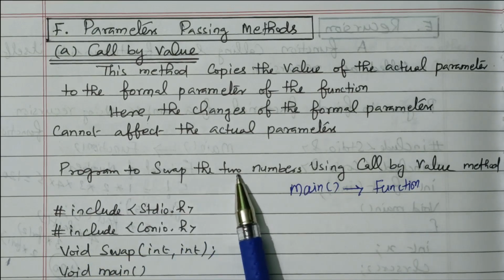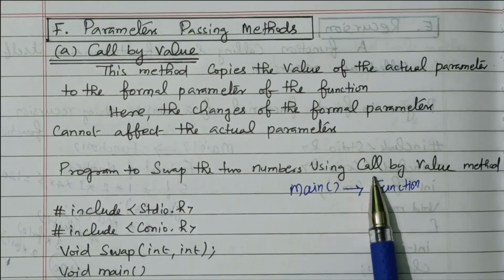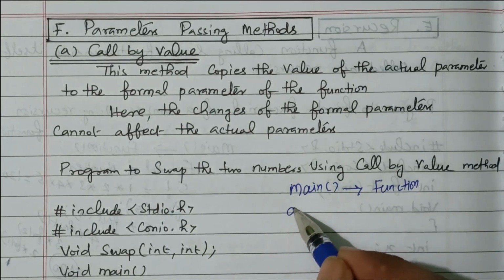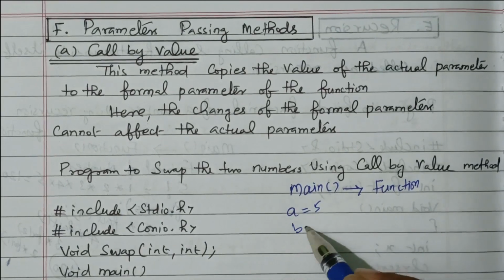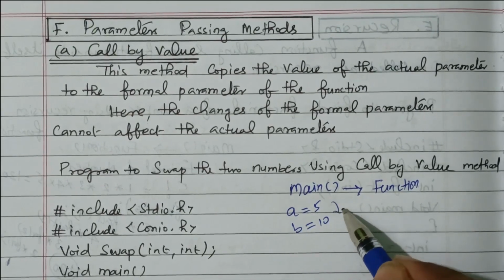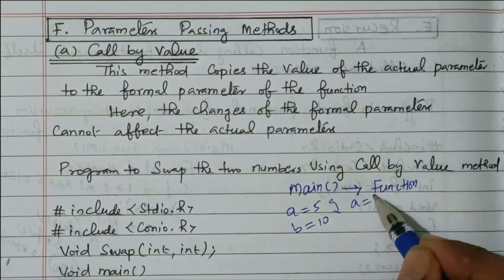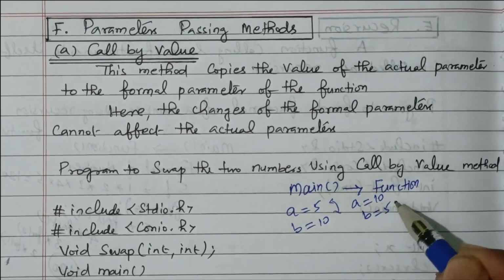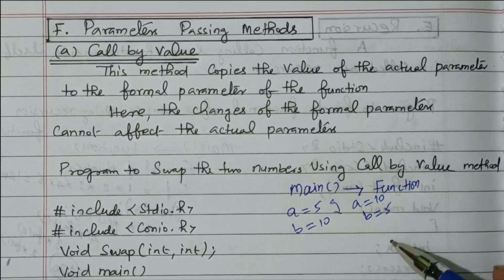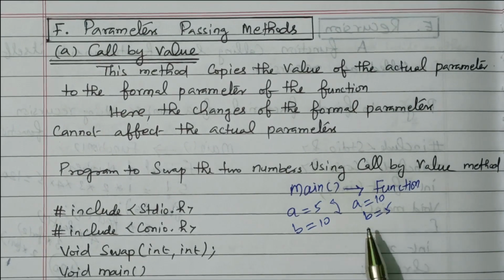Program to swap the 2 numbers using the call by value method. For example, we have 2 numbers, a equal to 5, b equal to 10. We have to swap these 2 numbers, that is a equal to 10 and b equal to 5. Just we are interchanging the values. That is the program we will see using this call by value method.